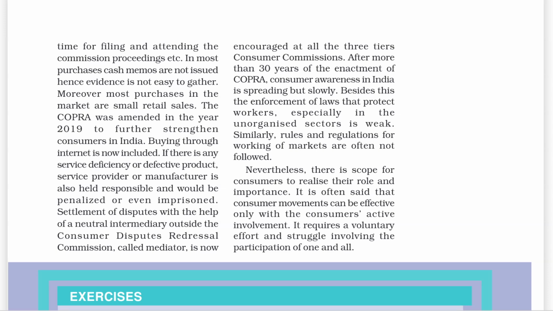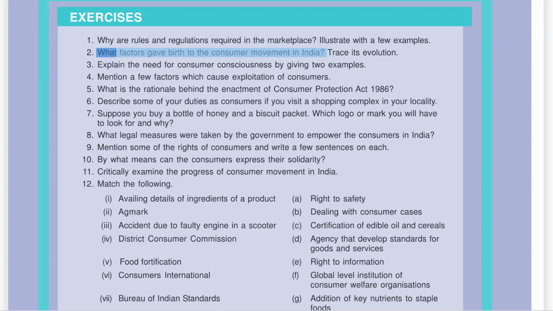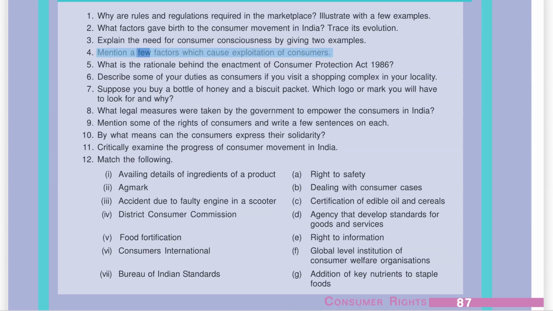1. Why are rules and regulations required in the marketplace? Illustrate with a few examples. 2. What factors gave birth to the consumer movement in India? Trace its evolution. 3. Explain the need for consumer consciousness by giving 2 examples. 4. Mention a few factors which cause exploitation of consumers.